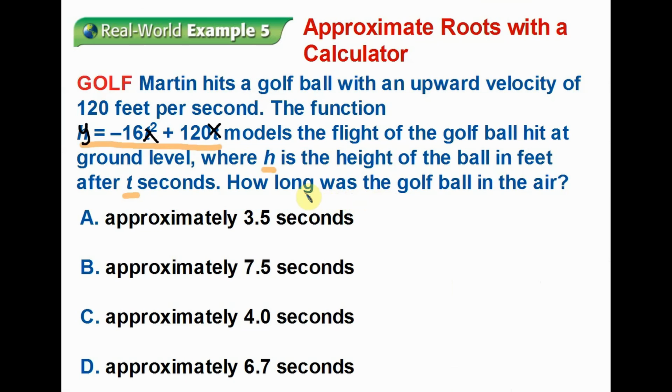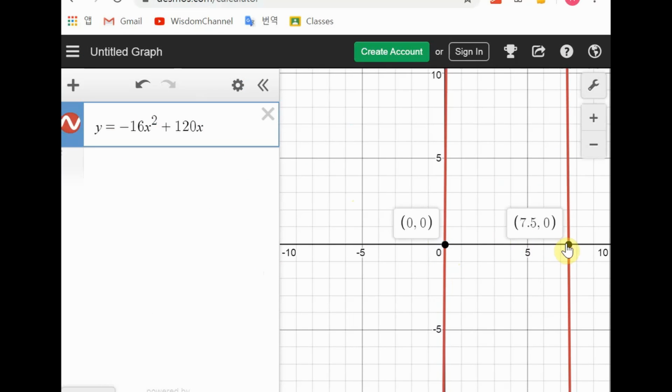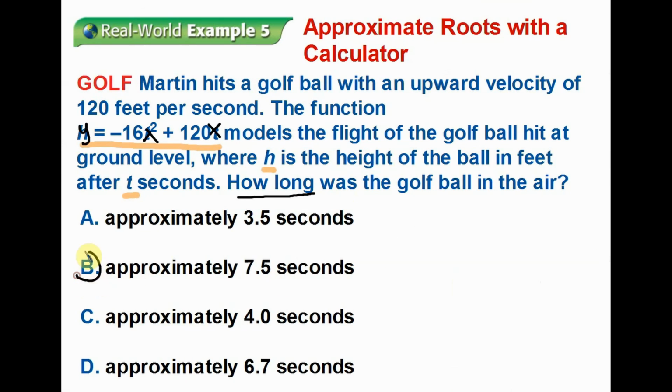Since they were asking again how long the golf ball was in the air, I'm asking, if it started at 0, how long was this in seconds? In this case, it looks like it's 7.5, so my answer will be approximately 7.5 seconds.